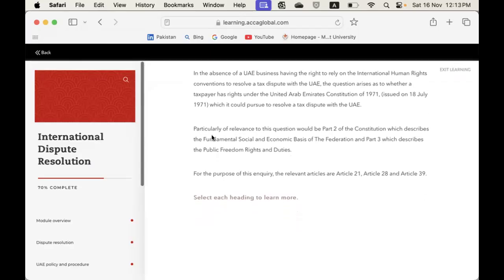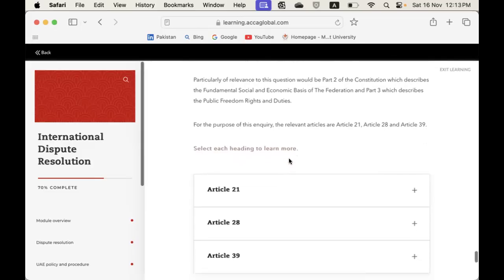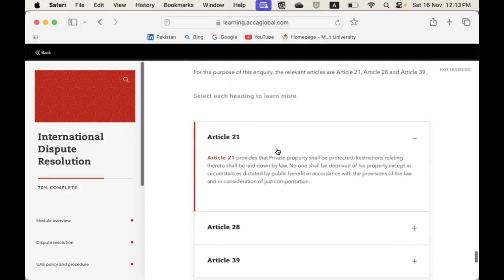Now, we are resorting to the UAE Constitution to see whether there is a human right aspect to tax disputes. Particularly of relevance to this question would be Part 2 of the Constitution, which describes the fundamental social and economic basis of the Federation, and Part 3, which describes the public freedoms, rights, and duties. By the way, just to let you know, the UAE Constitution is freely downloadable from Google. You can quickly search and download it. It is an important document for auditors as well as tax practitioners to refer to. So Part 2 and Part 3 would be relevant. For the purposes of this inquiry, the relevant articles are 21, 28, and 39. Let us look at them.